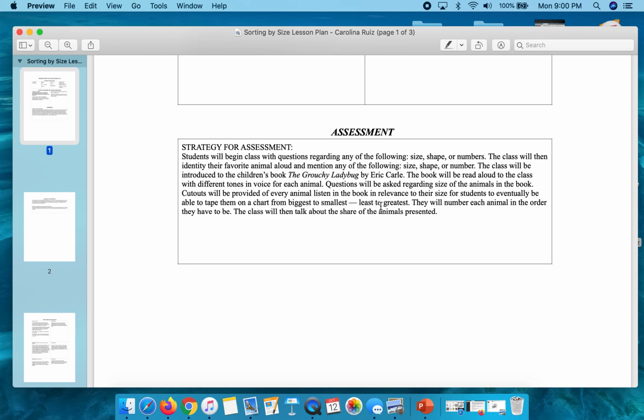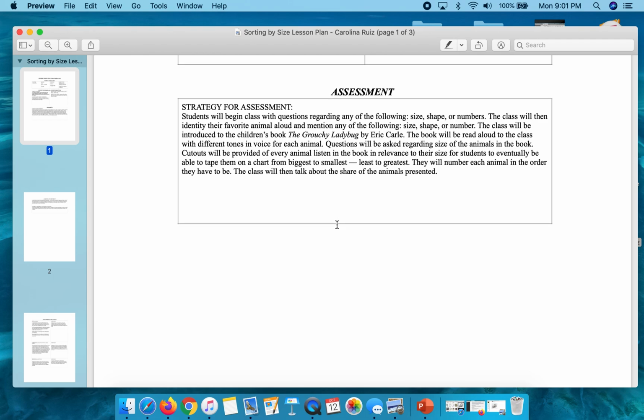The book will be read aloud to the class with different tones and voices for each animal so the children can get a better understanding of what kind of animal it is and the difference between all the animals, seeing that the rules are different. Questions will be asked regarding size of the animals in the book. Cutouts will be provided of every animal listed in the book in relevance to their size for students to eventually be able to tape them in a chart from biggest to smallest, least to greatest.